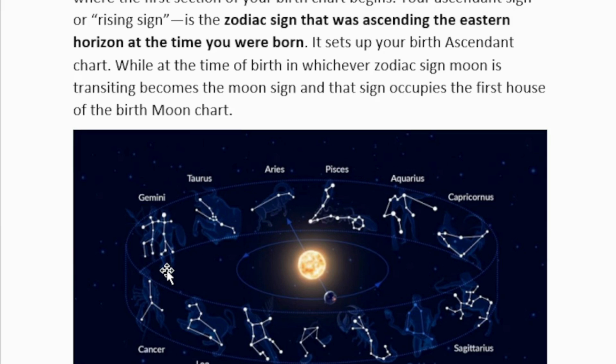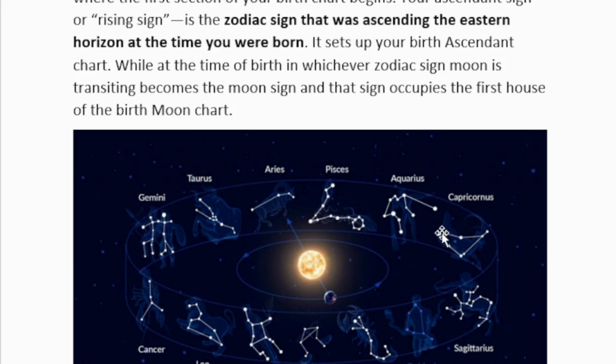Cancer represents the number 4 zodiac sign, so you will have number 4 written in the first house of the birth horoscope. The first house will have the Cancer zodiac sign and number 4, the second house will have Leo, number 5, the third house number 6, the fourth house number 7, Libra, and so on. I hope it is clear to you.